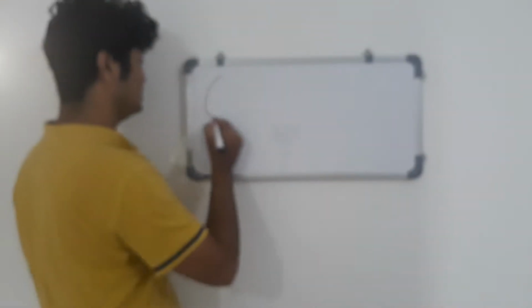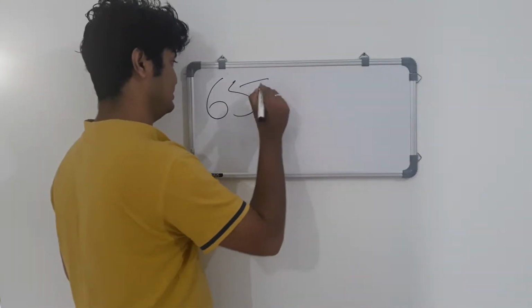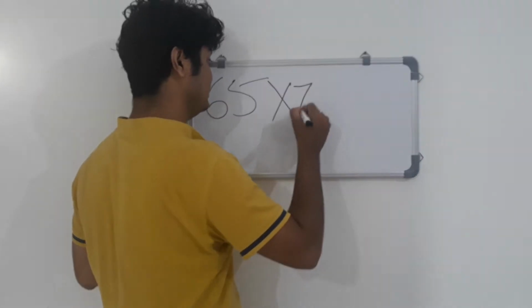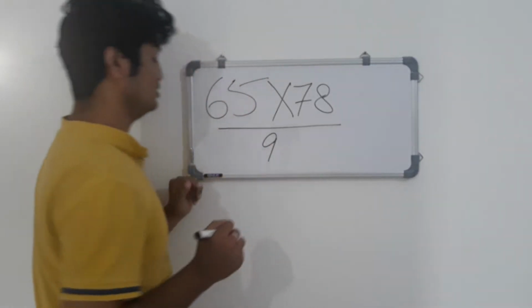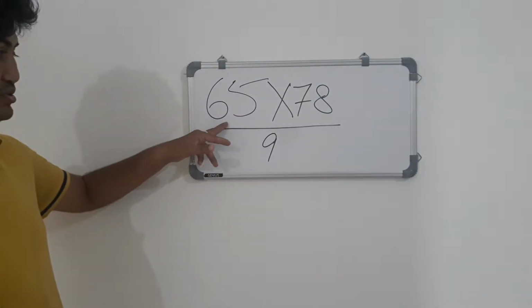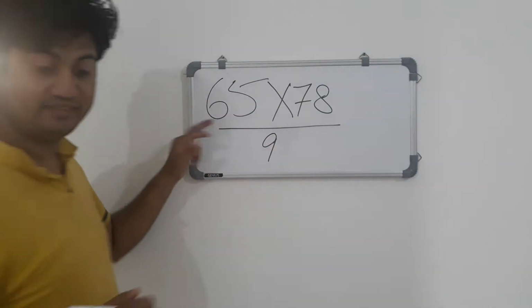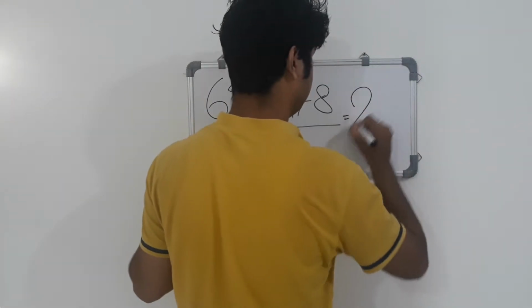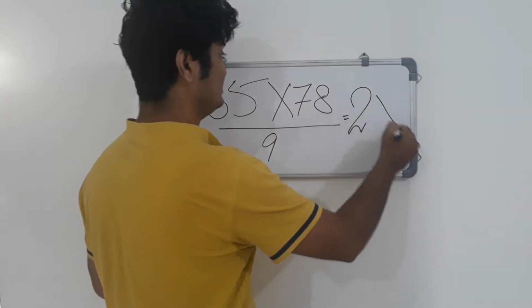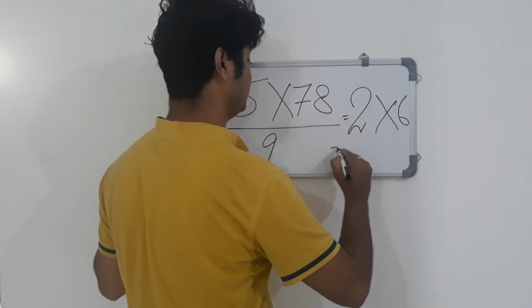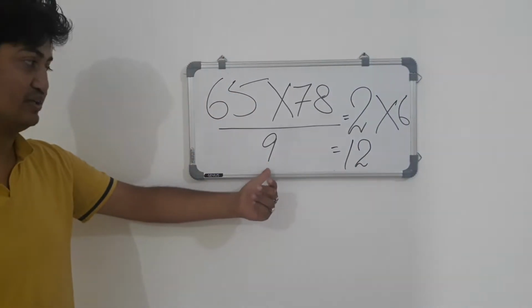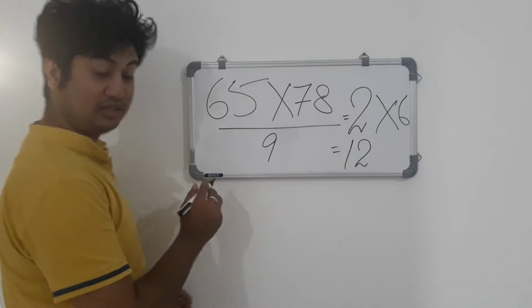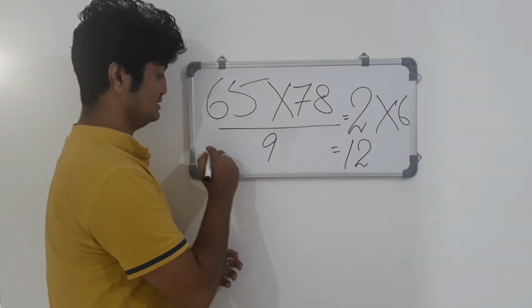So when we use the same numbers again, 65 into 78 divided by 9. The remainder of 65 divided by 9 is effectively 2, I just told you, and this is effectively 6. So 6 into 2 is 12. But no remainder can be more than 9 here. So effectively your answer is 12 minus 9, which is 3.